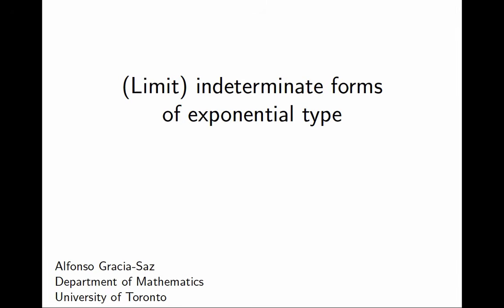In this video, I will use an example to illustrate how to compute limits when we run into an indeterminate form of exponential type. The exponential indeterminate forms are 0 to the 0, infinity to the 0, and 1 to the infinity or 1 to the minus infinity. They are all indeterminate forms. Don't be tempted to say that the answer is 0, infinity, and 1. It isn't. The answer may be many different things, that's why they are indeterminate forms.